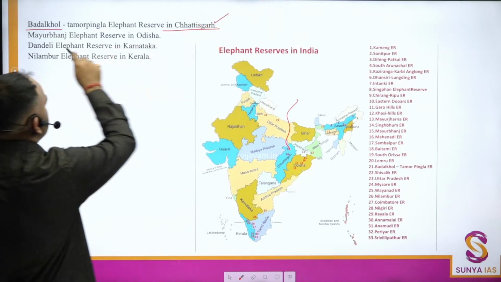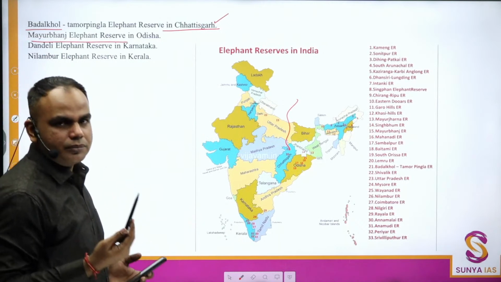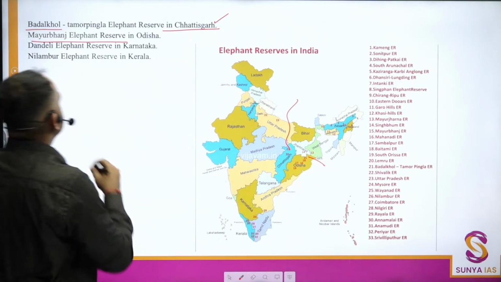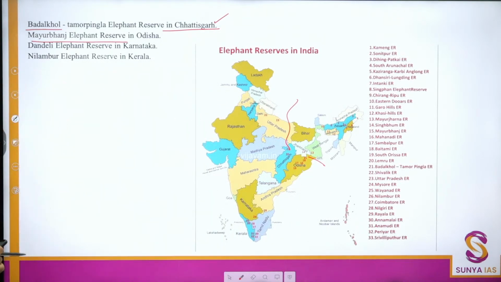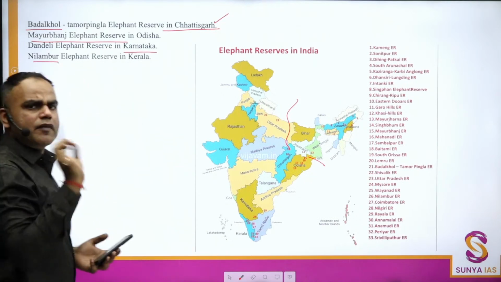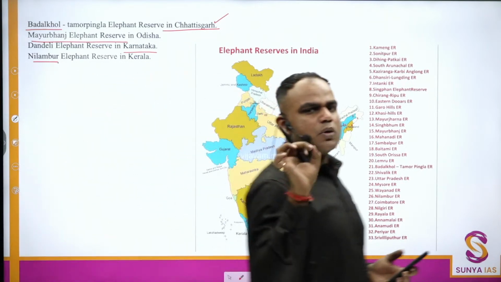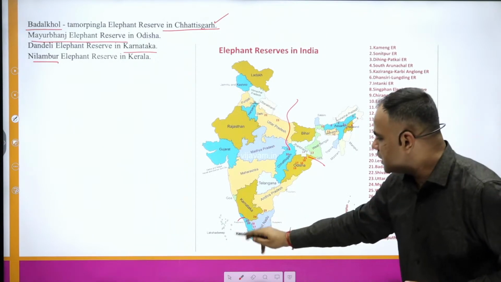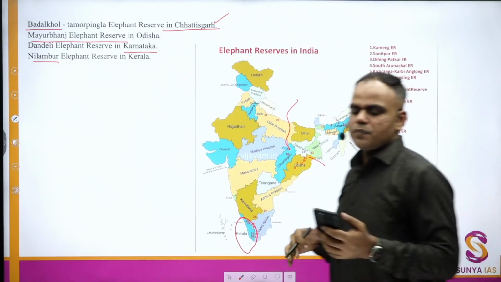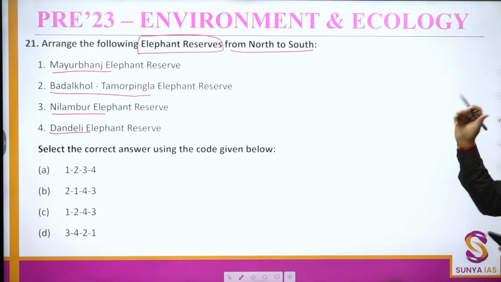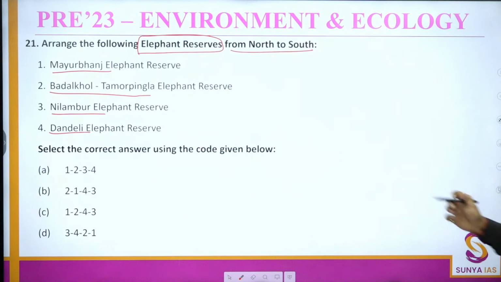So one is Chhattisgarh. Mayurbhanj is in Odisha. Here you can see Mayurbhanj is this part in Odisha. Then you have Dandeli Elephant Reserve, which is in Karnataka. And Nilambur, for example, if you have read about Nilambur teak, is actually in Kerala, right? So of course it has to be at this region, Kerala. Now if you know this, you can easily arrange all of them. Whenever this question comes, check whether it is asking from north to south or south to north. Question number 21 asks from north to south.